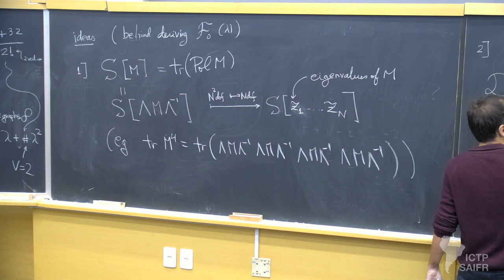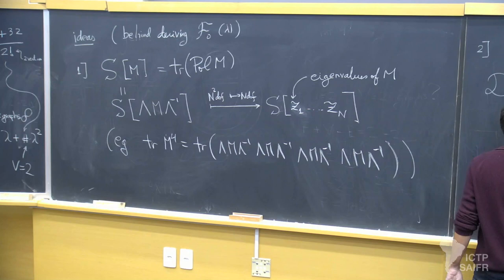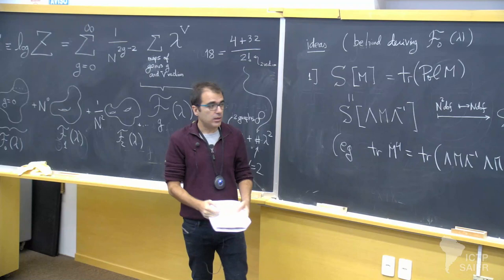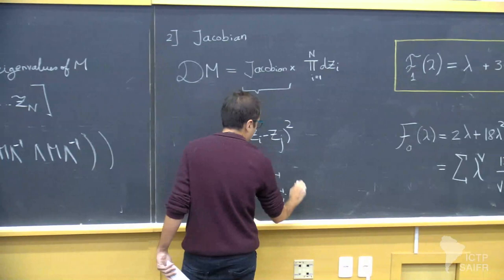Okay? So this Jacobian is a bit non-trivial to compute, but you can do it. And the result is that you have the product over i smaller than j of (z_i minus z_j) squared. So it's a non-trivial Jacobian. It's explicit, it's given in terms of the eigenvalues of the matrix. Which you can write as the exponential of the sum over i not equal to j of the logarithm of the absolute value of z_i minus z_j.